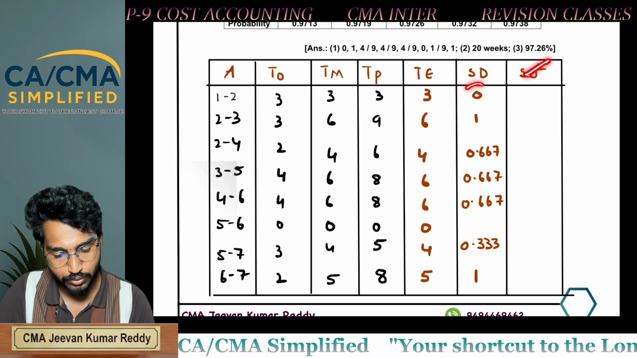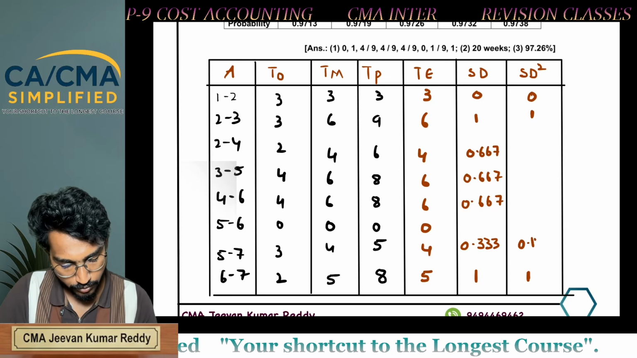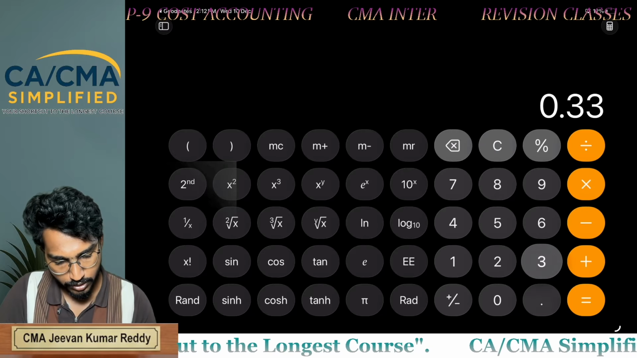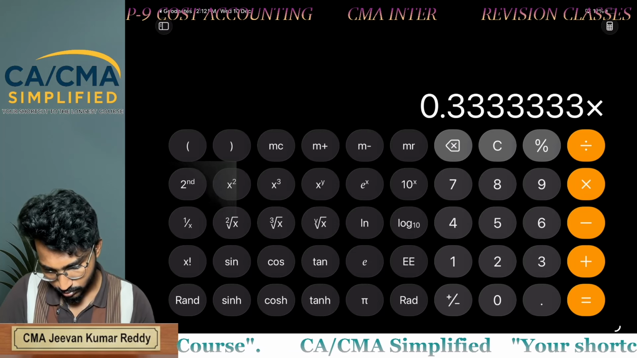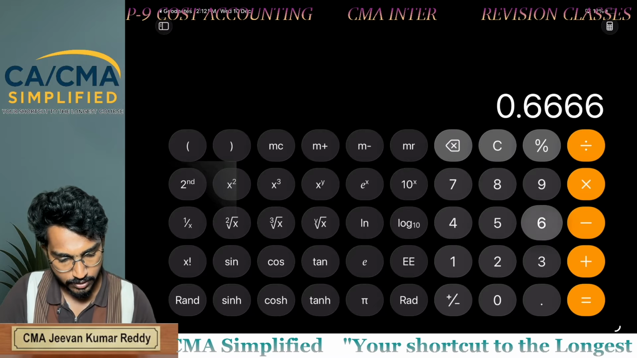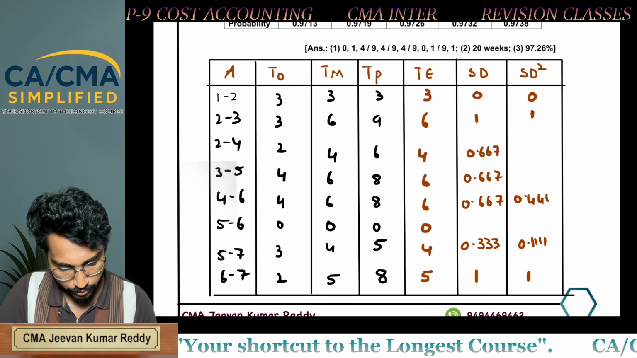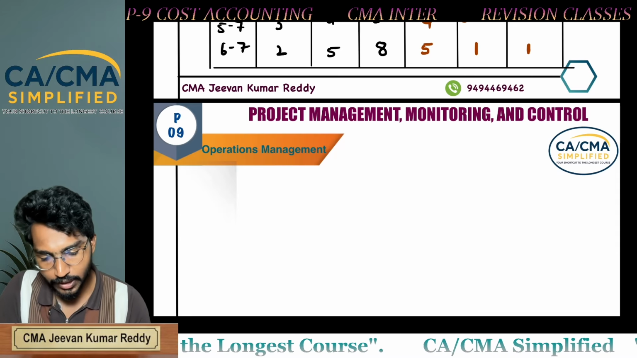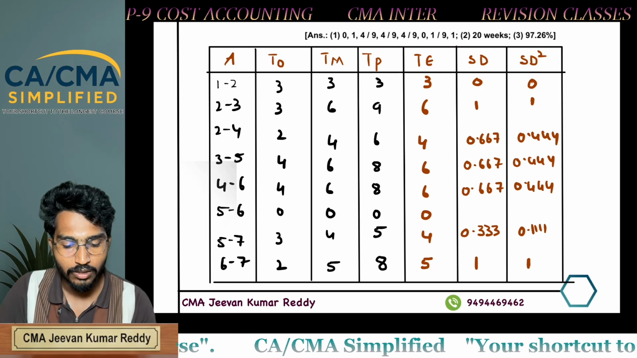Now, variance. If you square the standard deviation, you will get the variance. So 0, 1, then 0.1111, 0.3333, 0.6666, and 0.4444, 0.4444, 0.4444. Now you have calculated the expected time, the standard deviation, and the variance of each activity.